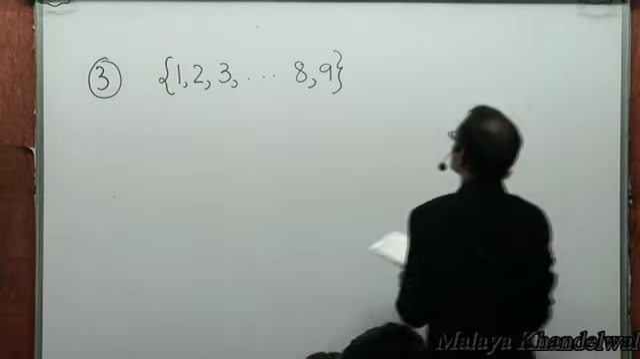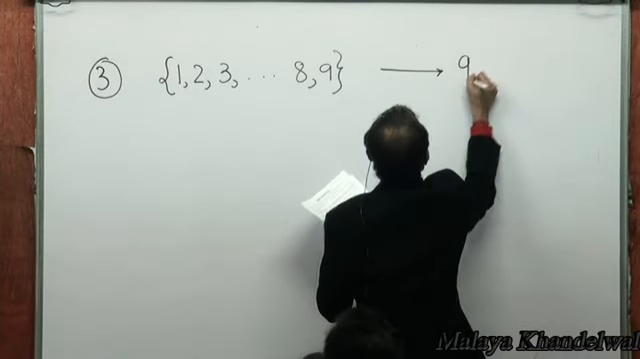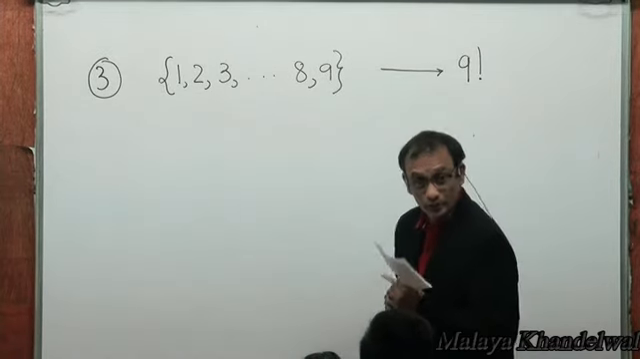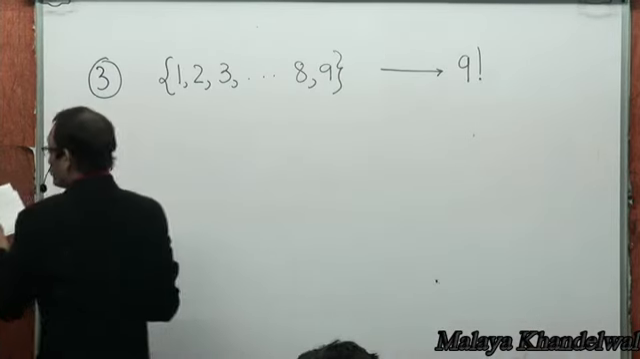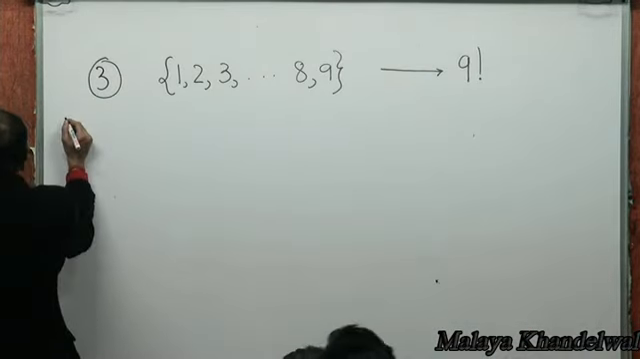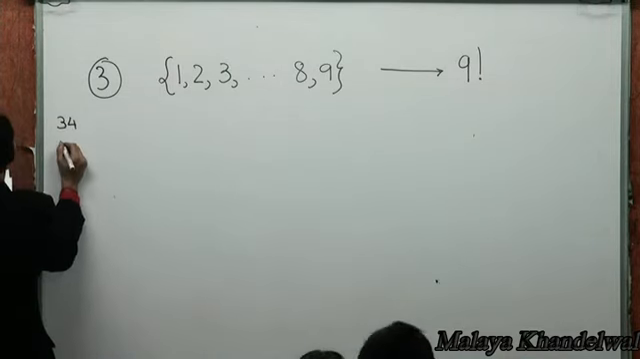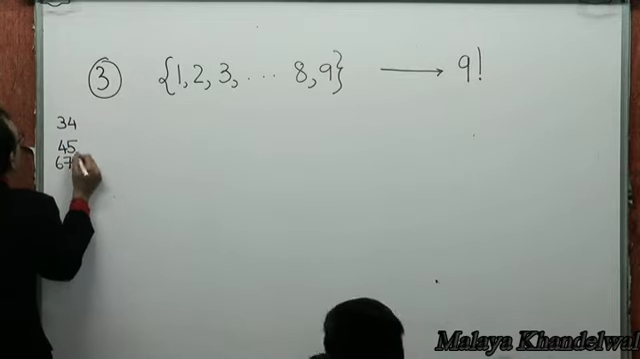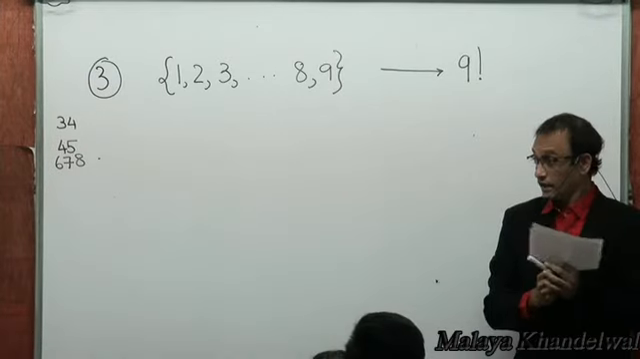First of all, there are in all 9 factorial permutations of these, unconditionally. But what I don't want is for 3, 4 to come in as a block in that permutation. I don't want 4, 5 to come. I don't want 6, 7, 8 to come in these 9 factorial permutations. Right? I don't want these to come.